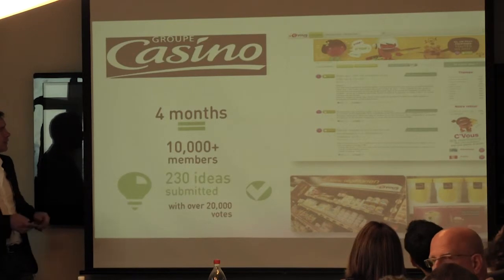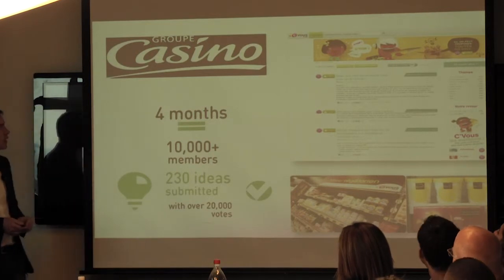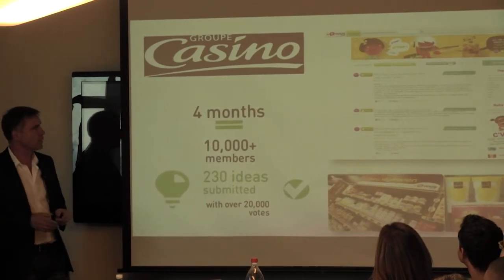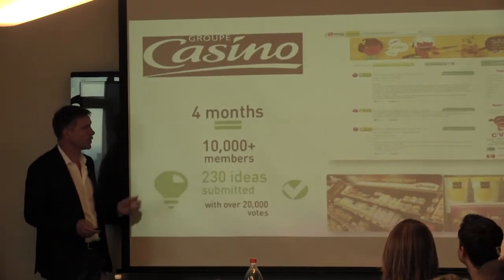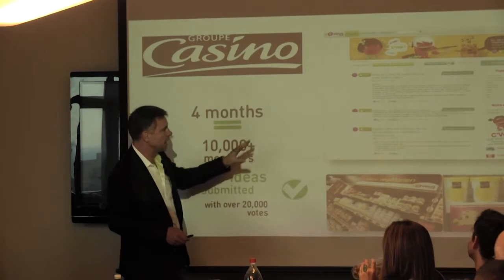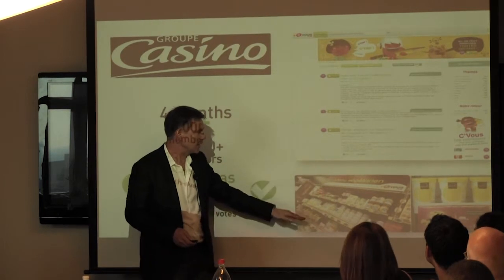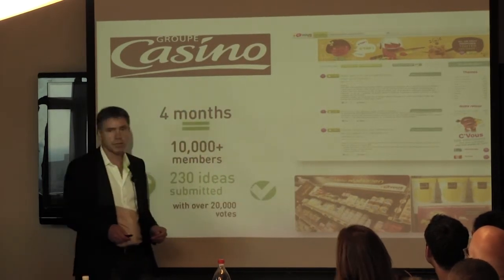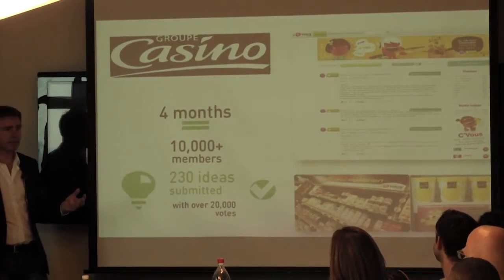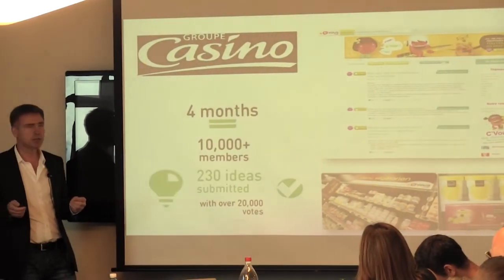And last but not least, I'd like to show you what the use case for social innovation looks like. Casino, which is the largest food retailer in France, is using Lithium for crowdsourcing, for social innovation. And their customers are deciding, for example, which kind of products Casino is selling for natural food. So this helps you to get feedback from your customer base. What are the right products to sell? What are the right services to deliver?